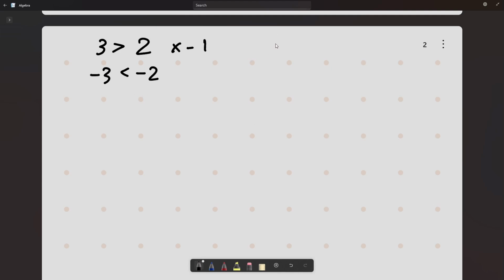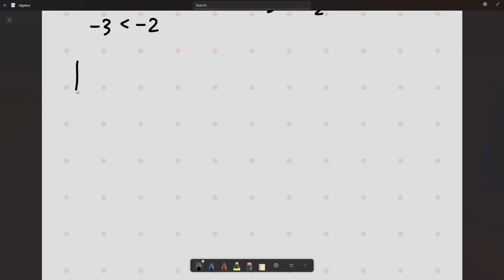Same goes for reciprocal. Say you had 1 over 3 and 1 over 2. Which is greater? Well, it's clearly 1 over 2 again. So whenever you try to find the reciprocal, you must reverse the inequality sign.